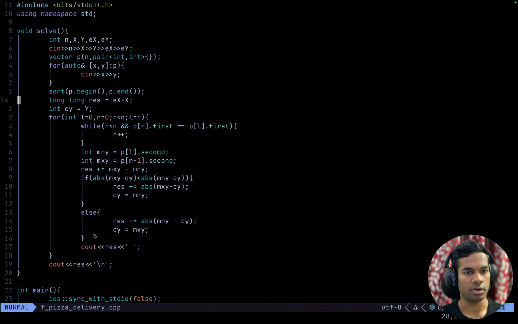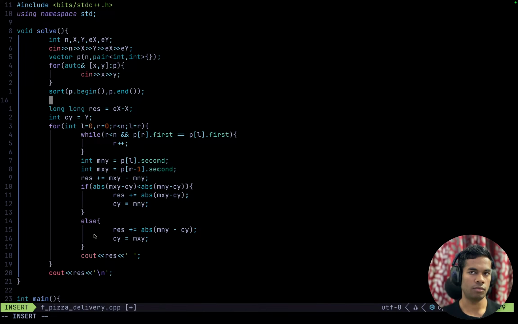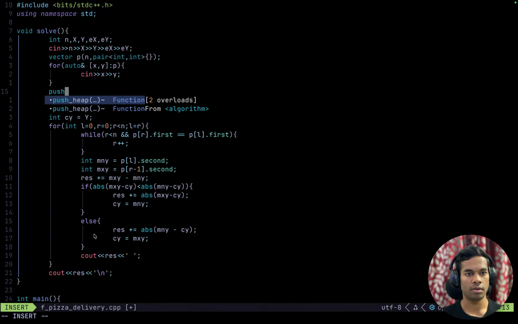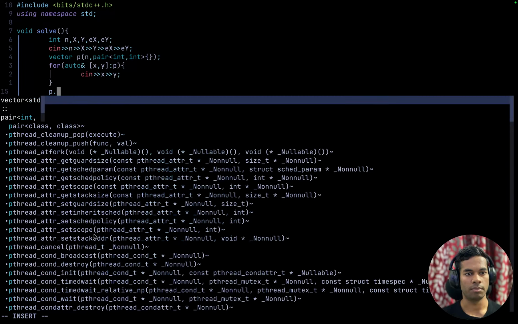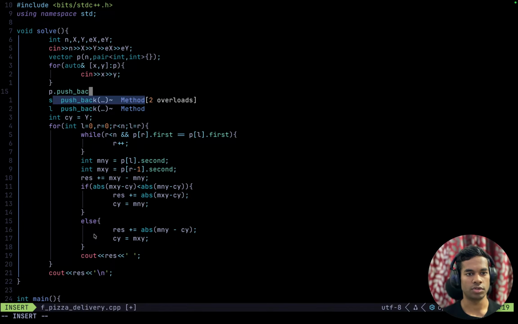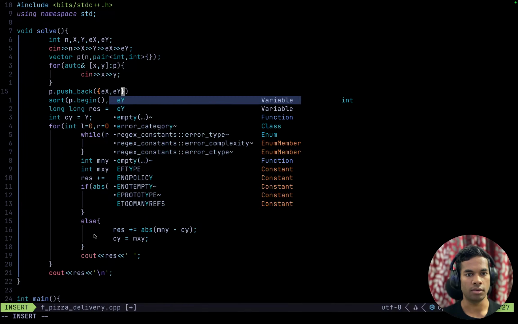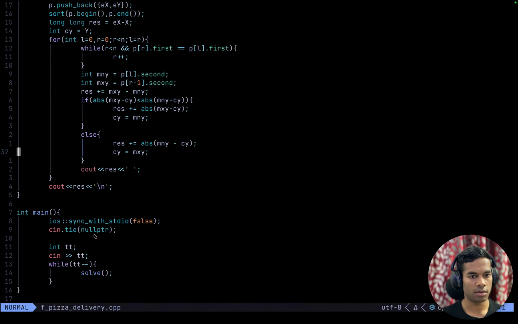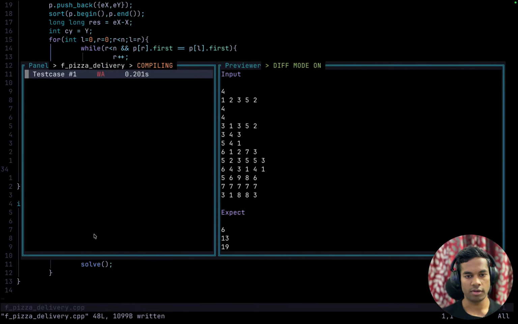Okay, so after this, before sorting, we will push p dot push back a new point x and b. Wow. Now we should get a better answer.